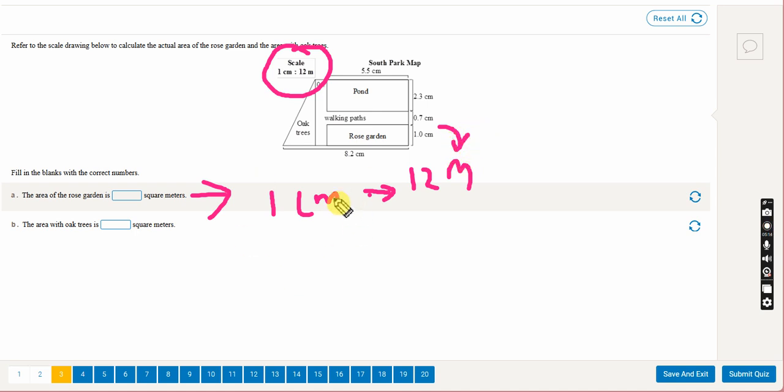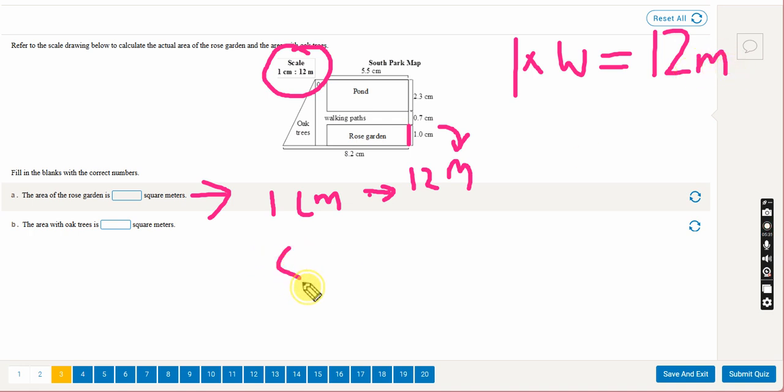Remember, before I continue, the area of the rectangle, because you can see the rose garden is a rectangle, is length times width. This is the width, the shorter part, 12 meters. And what is the length? The length is 8.2. 8.2 times, what will that be? One second. It won't be 8.2 exactly. It will be 5.5. Why is it 5.5?